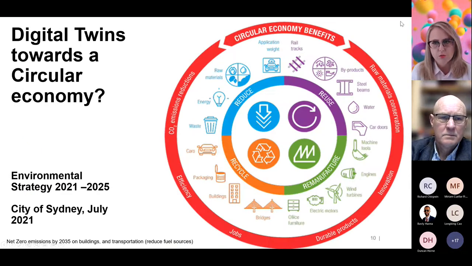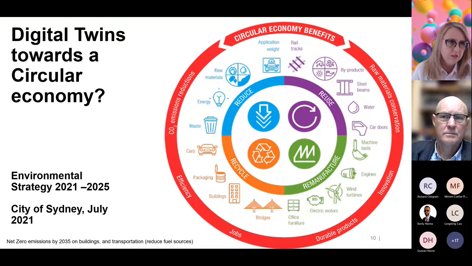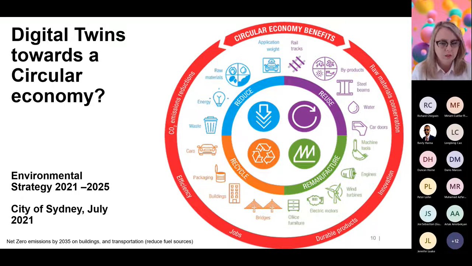Now, with regards to where we are heading, why is everybody so crazy about digital twins? At the government level, there is the environmental strategy that has been released until 2025 by the City of Sydney, where one of the targets is to reach net zero emissions by 2035 on buildings and transport. But not only, they also want landfill reduction. They also want better interconnectivity with waste management and so on.